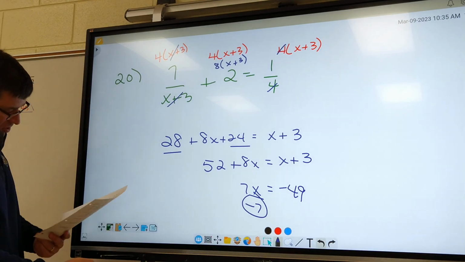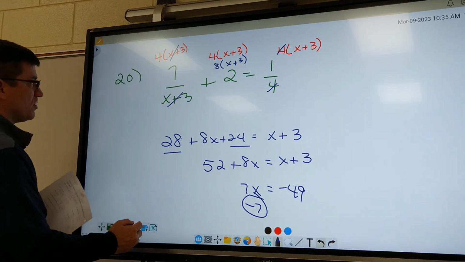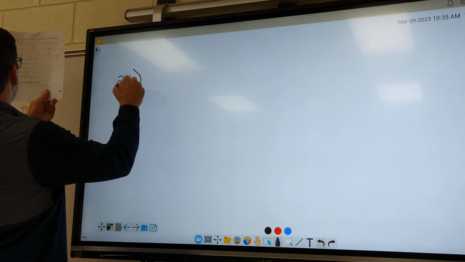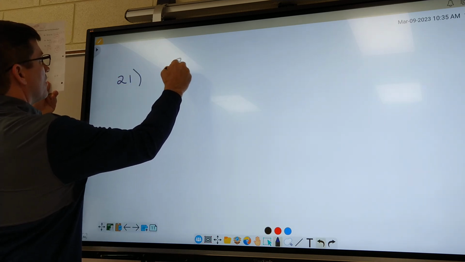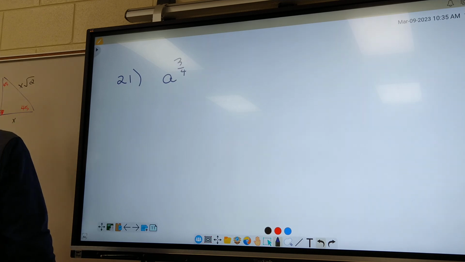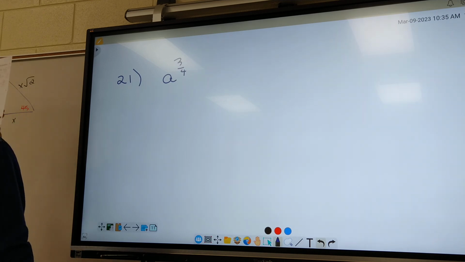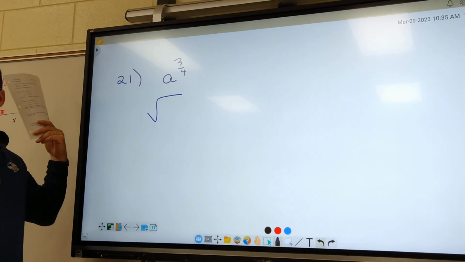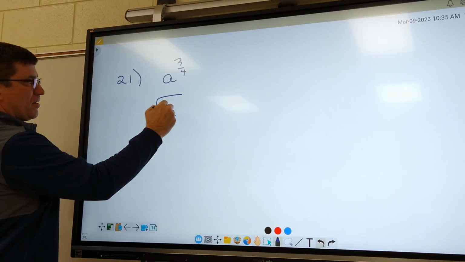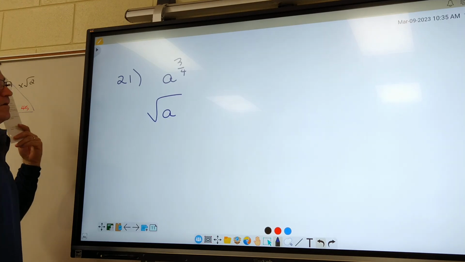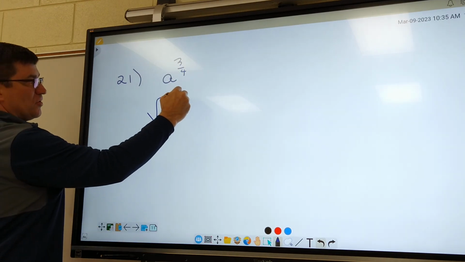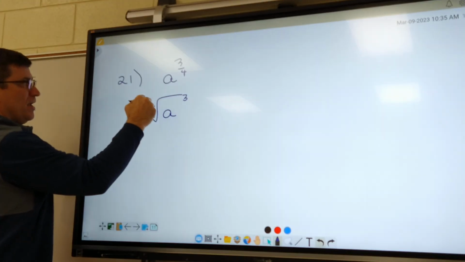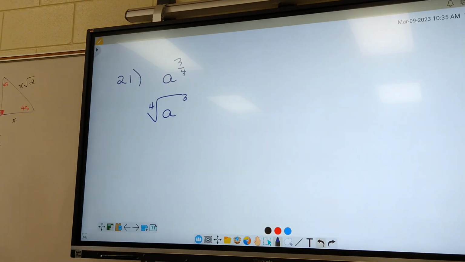All right, let's go. 21 through 24 is all the same type problem. Look at 21. All right, read your instructions. Express the following using radicals. So we've got to do it like this. All right, so if y'all forgot this, A is going to be in the radical, correct? The 3 is your exponent, the 4 is your index. You're going to follow that same pattern on 22, 23, and 24.